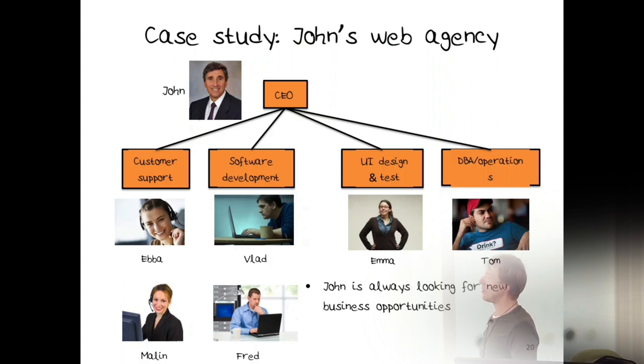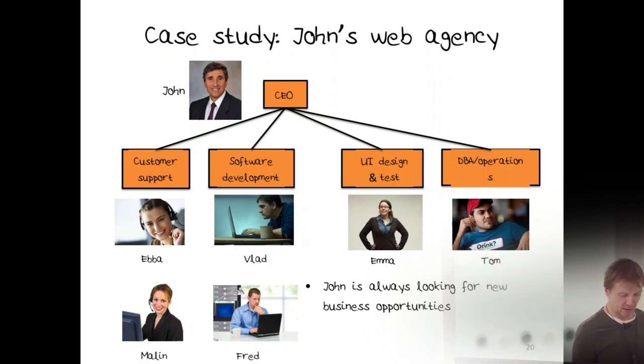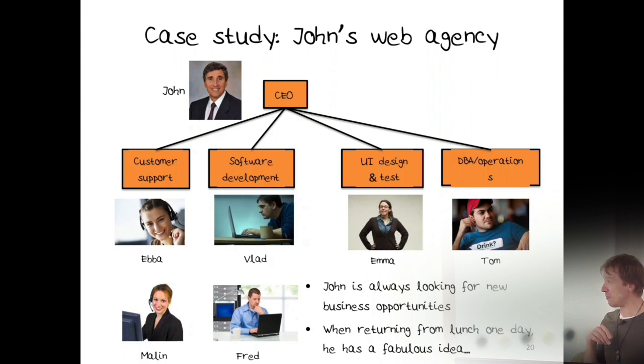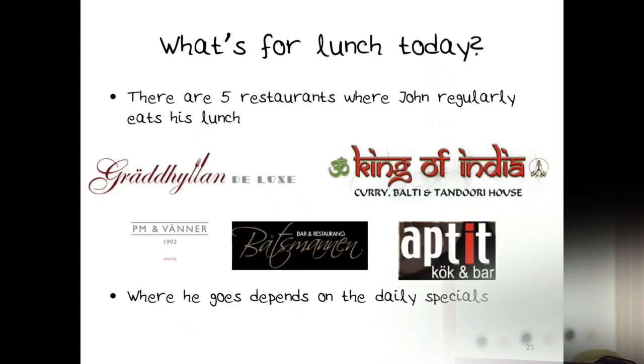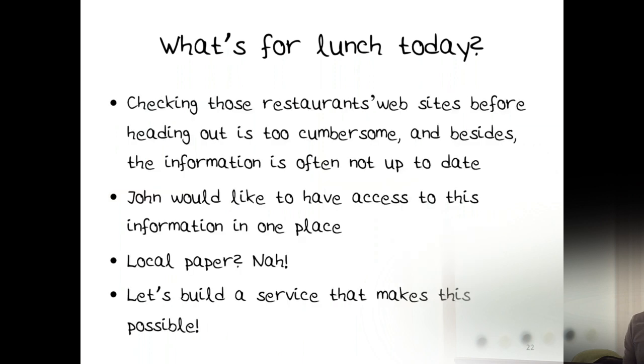So John, as I said, he likes money, right? So he's always looking for new business opportunities. And then when returning from lunch one day, he has this fabulous idea. There are 5 restaurants where John regularly goes. And how does he know which one to go to? In Sweden, right? So he's setting out at 11:10 for lunch, to make sure he gets a table. So how does he know which one to go to?